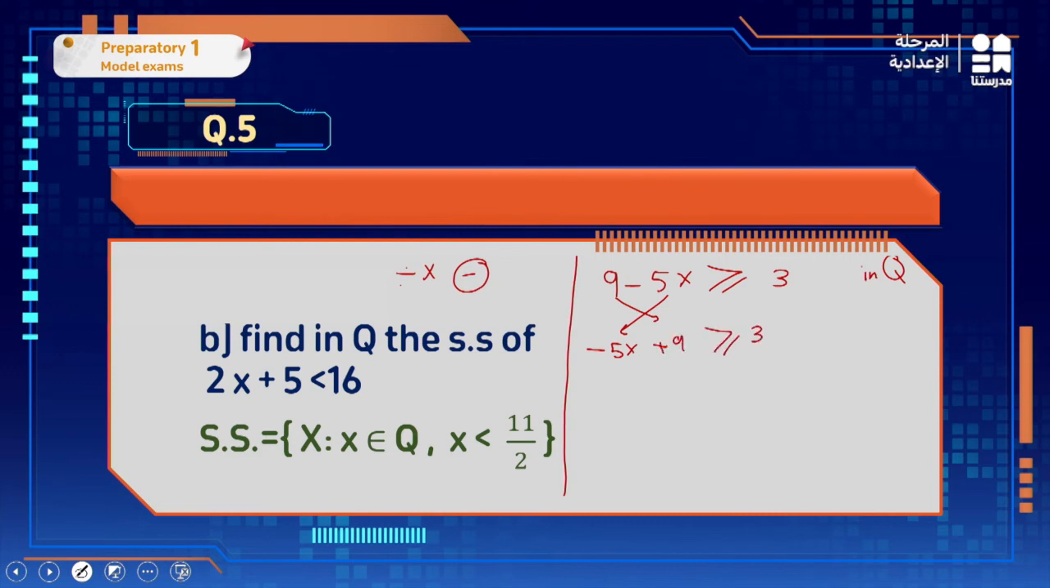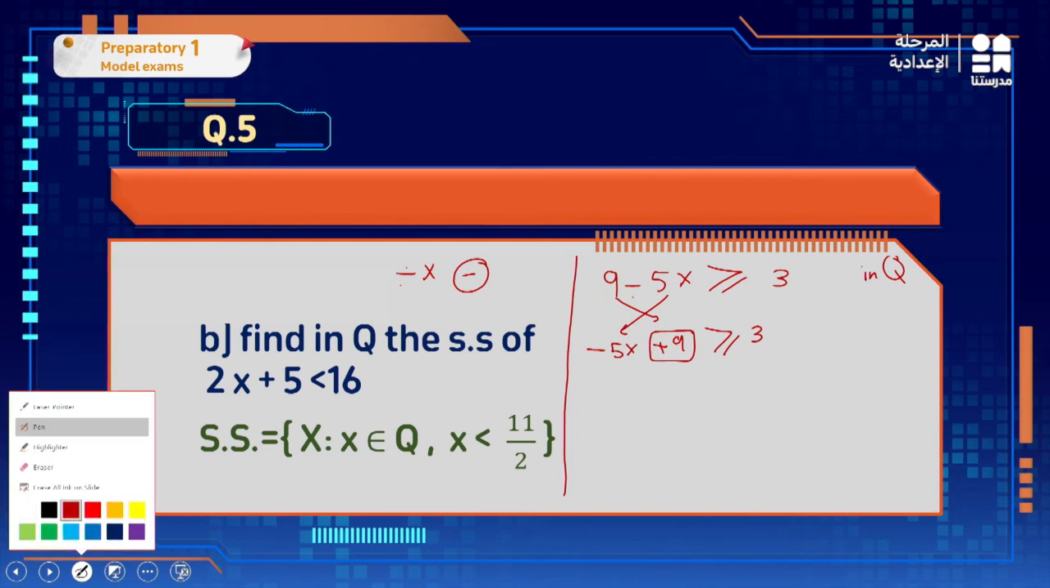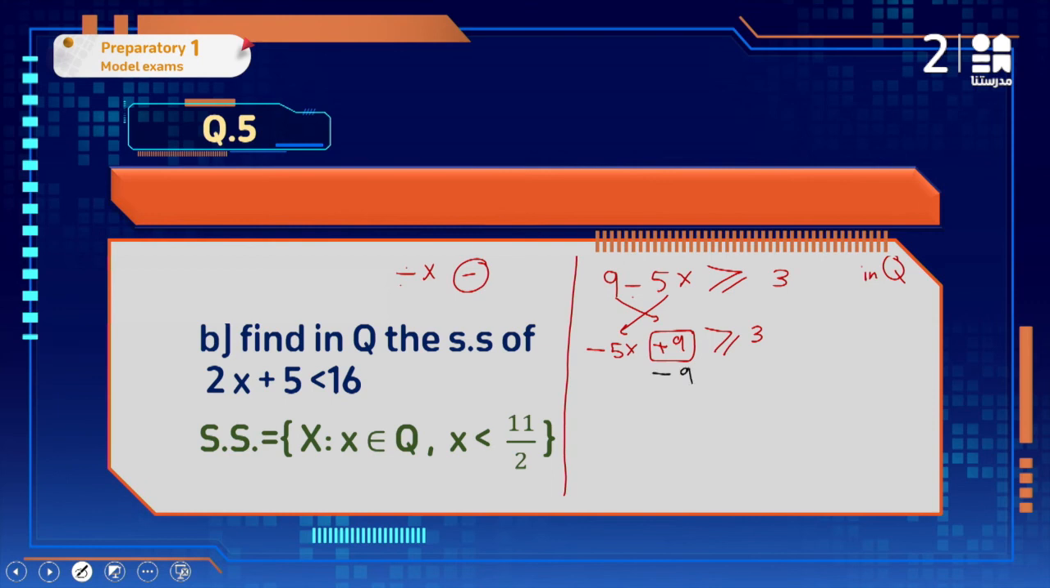Negative 5x plus 9 is greater than or equal to 3. Why do I reorder it? Because some of the students don't know the relationship between 9 and negative 5. Most of them will add. No, we will subtract. This sign is for the negative. It is negative 5x, so here we have plus 9. I need to do the inverse operation for this addition, which is negative 9 from both sides. I cancel the 9 and 9 here. Then negative 5x is greater than or equal to 3 minus 9, which equals negative 6.